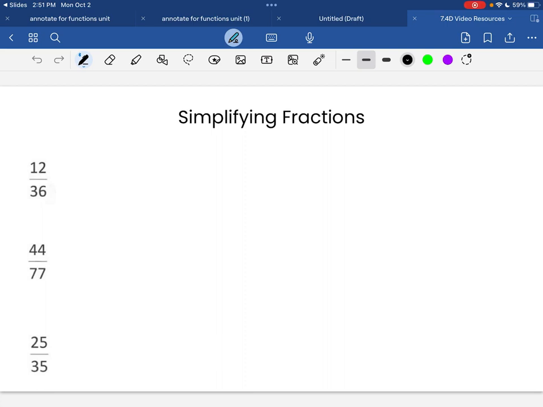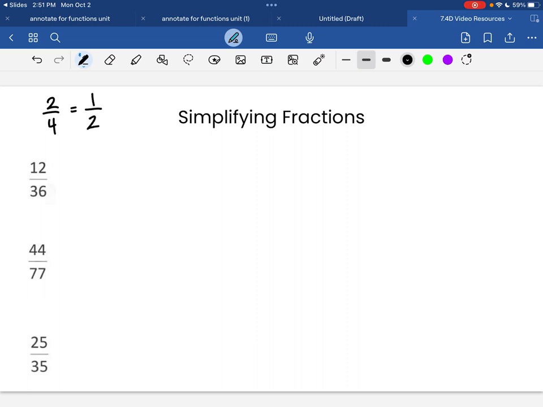Hey guys, today we're going to be looking at simplifying fractions using our ratio table. So here I have three different fractions that I want to simplify into the simplest form. And so I need to remember that first, when I'm simplifying a fraction, I'm not changing its value. So for example, 2 out of 4 is equivalent or the same as 1 out of 2.